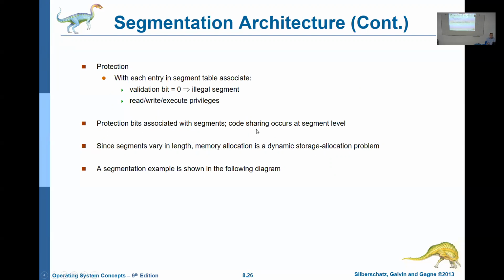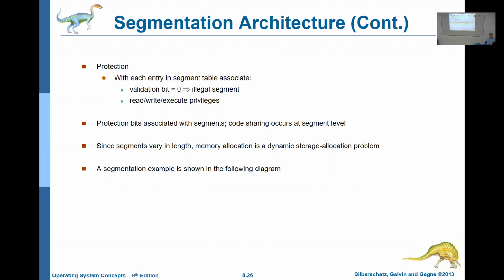Code sharing occurs at segment level. Right, that's exactly what I just explained. Protection bits are associated with segments. In other words, we can protect the segments and we can have code sharing. Since segments vary in length, memory allocation is dynamic, a storage allocation problem. So we have our problem again of finding the right place to put every segment, right?